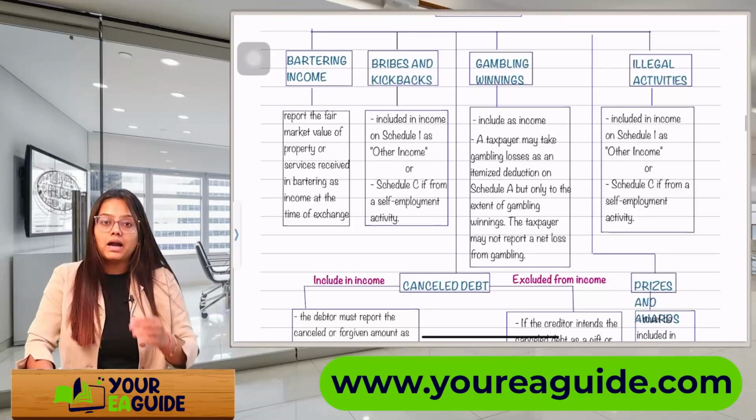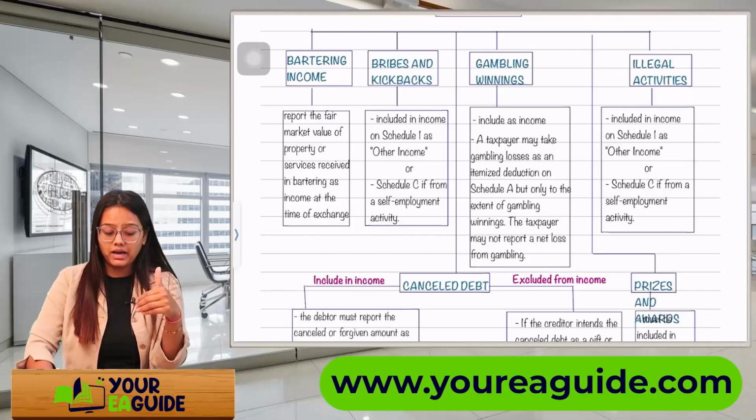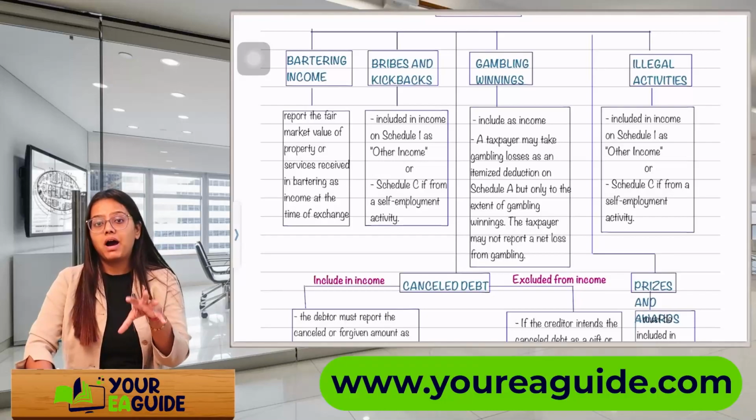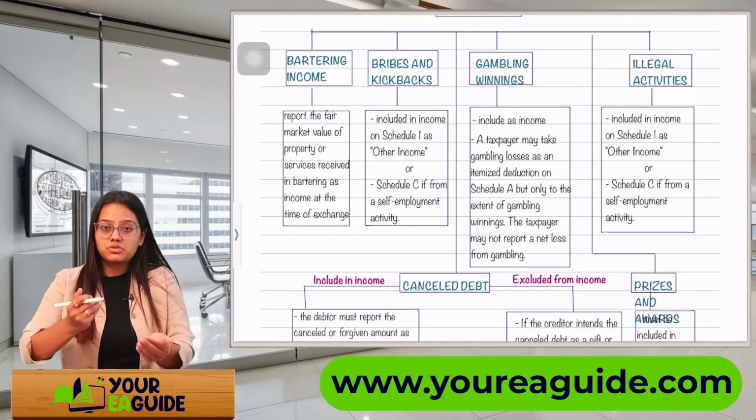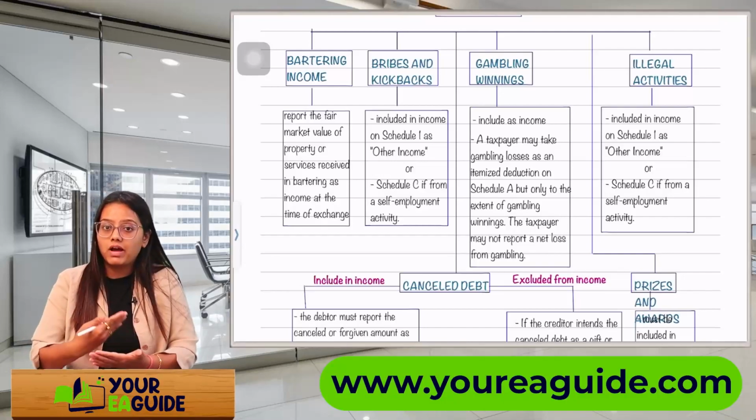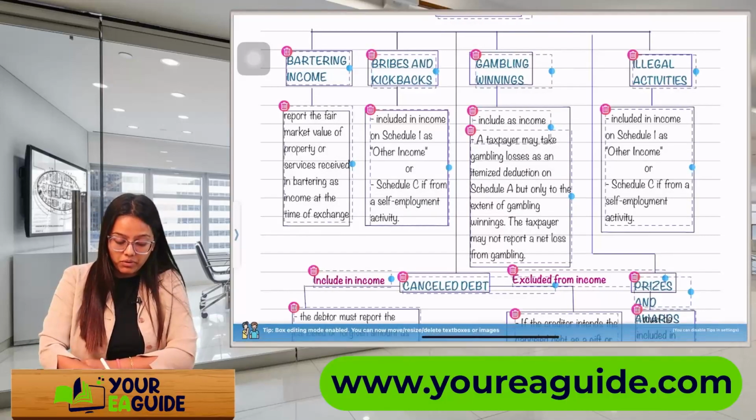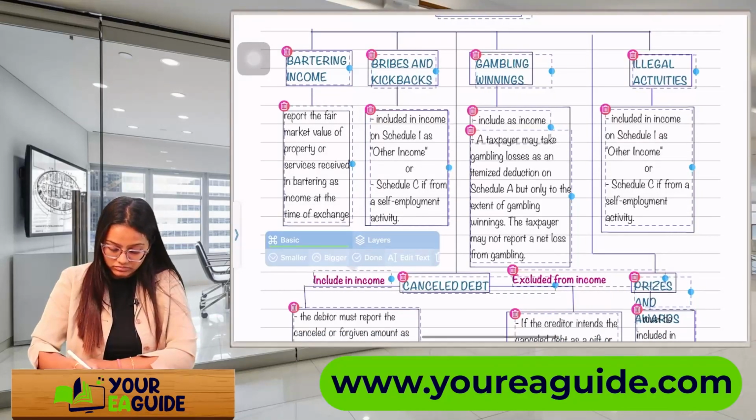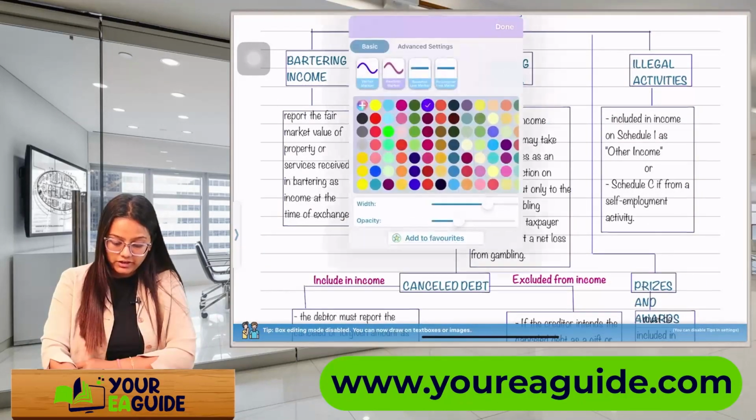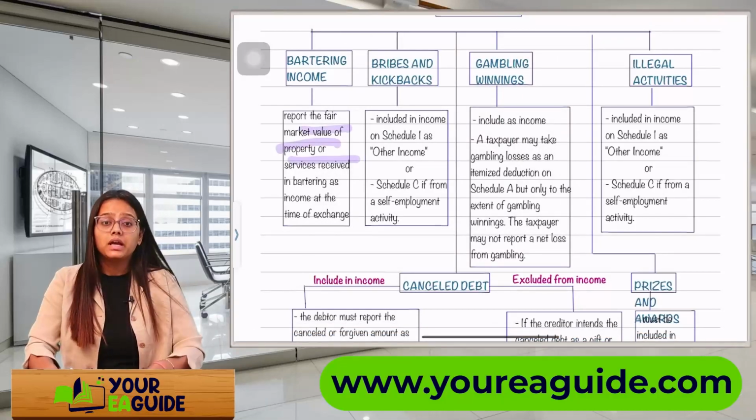See, bartering income. So report the fair market value. Let's say I have bartered my laptop, I purchased the laptop against providing the services of coaching. So when I'm bartering something against some services, I will anyway have to include the value of service provided or value of service received in my income, right? So what I'm going to do is report the fair market value.